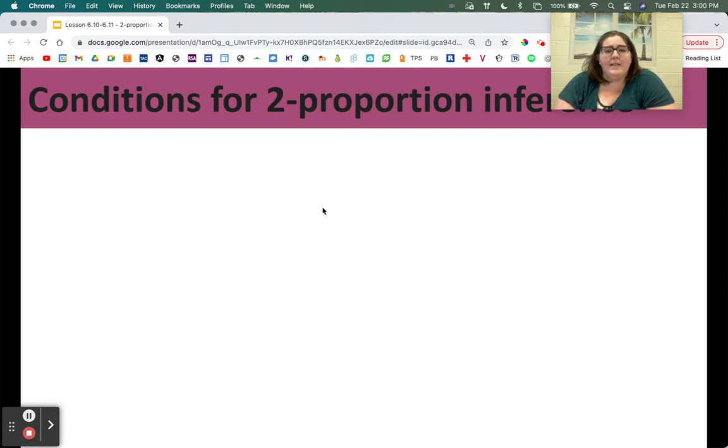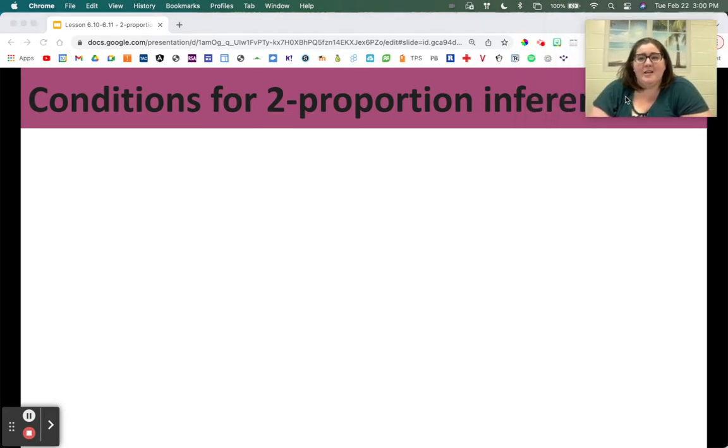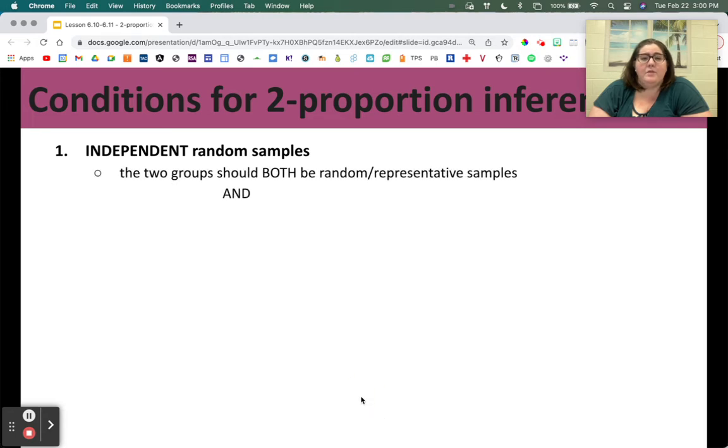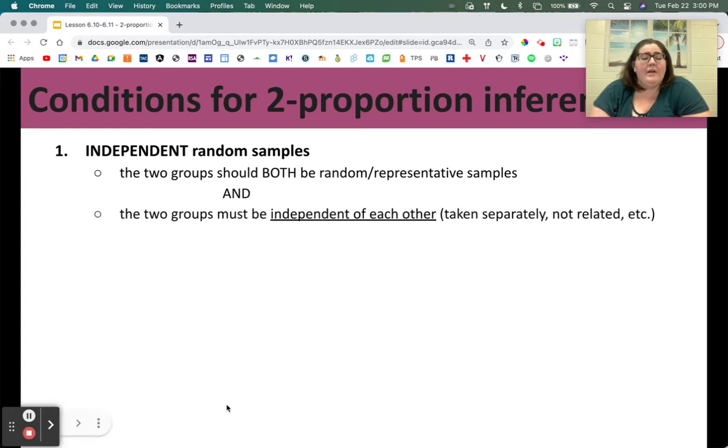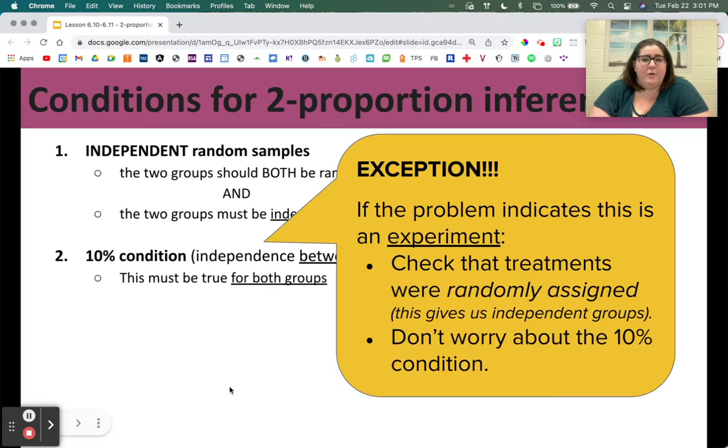So real quick, conditions for two proportion hypothesis tests are pretty much the same as for two proportion confidence intervals. We check that we have independent random samples, so they're both random or representative of their individual populations, and we need to at least assume or know that the groups are independent of each other. So they're taken separately, not related, etc. Then we check 10% condition for independence between trials. Again, that's different from independent samples, but 10% condition is our sample less than 10% of the population. We do that separately for both groups.